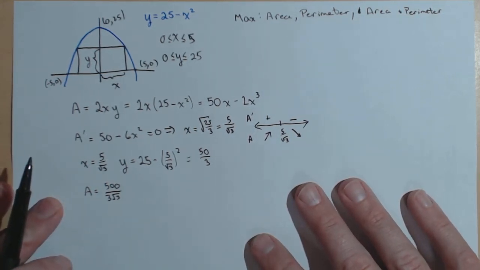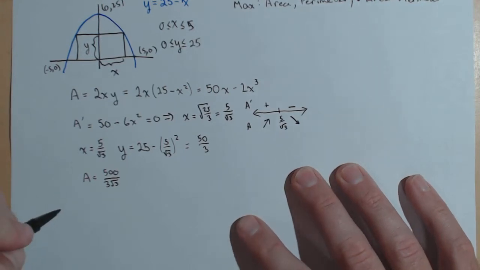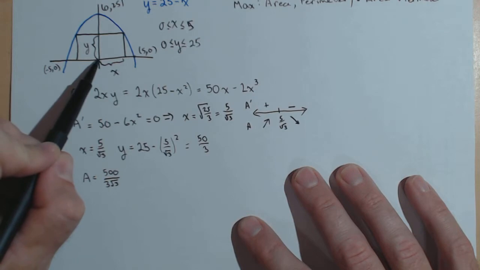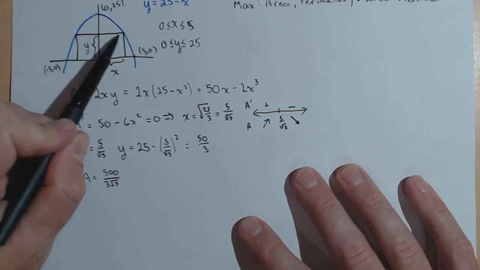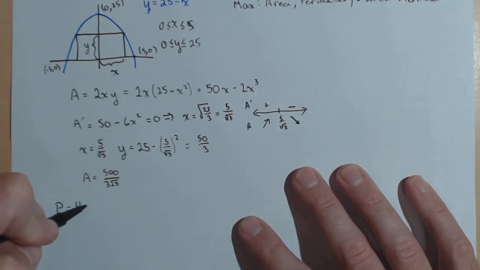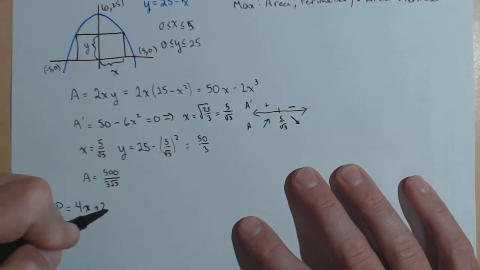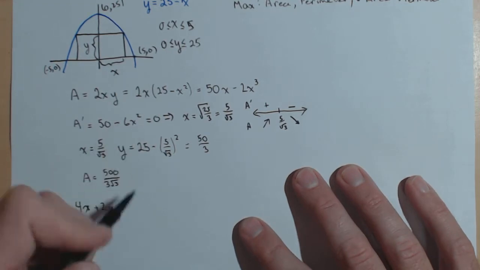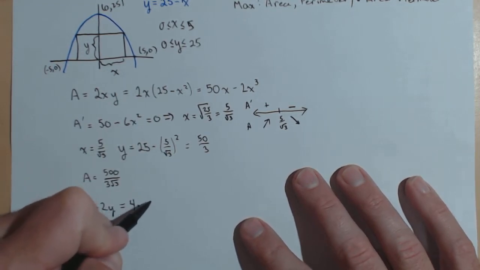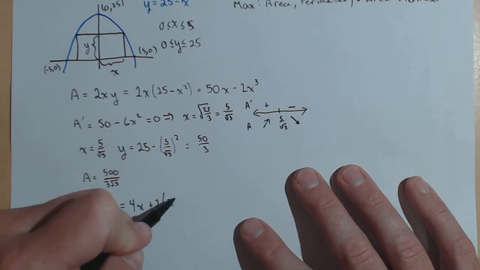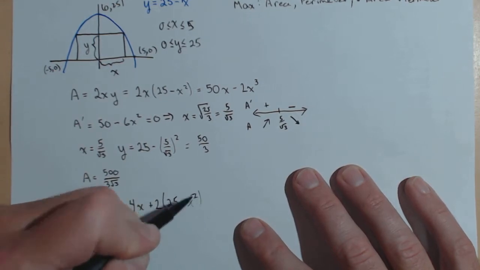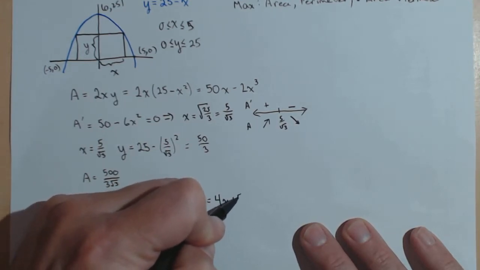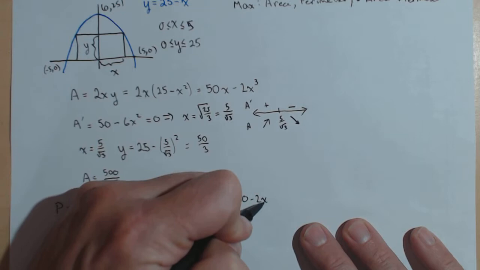Let's go ahead and move on to perimeter. Now the perimeter, based on the way we have this written, we have an x plus a y plus an x plus an x plus a y. So 4x plus 2y. Again we're going to use our constraint, so 4x plus 2 times (25 minus x squared). If I simplify this, I'm going to get 4x plus 50 minus 2x squared.